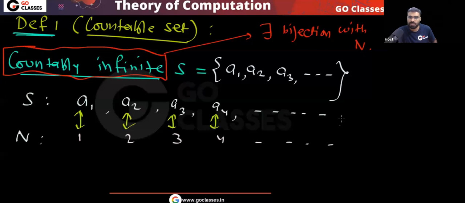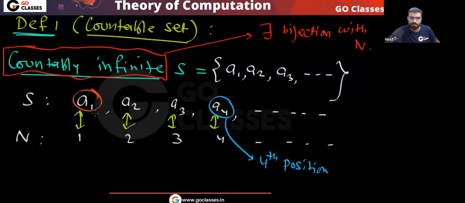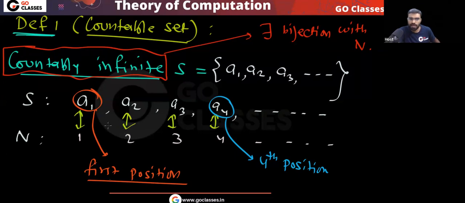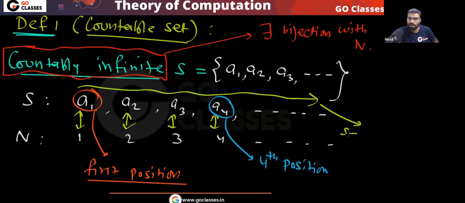And can you again notice? Can I say this is the fourth position? A4 is on the fourth position because it is mapped with 4. Can I say this is the first position? Yes, this is the first position, right? Because there exists a bijection, you already know. So finally, can I say again you got a sequence? Again, you got a sequence.